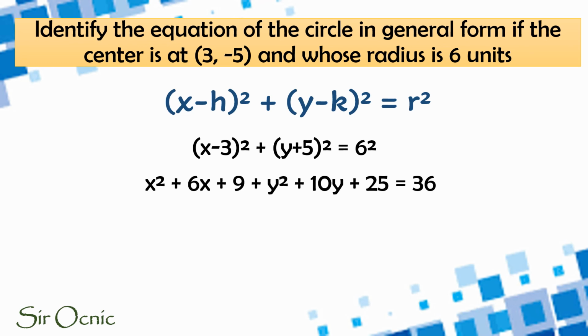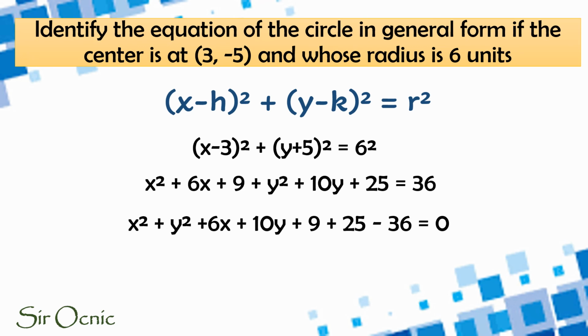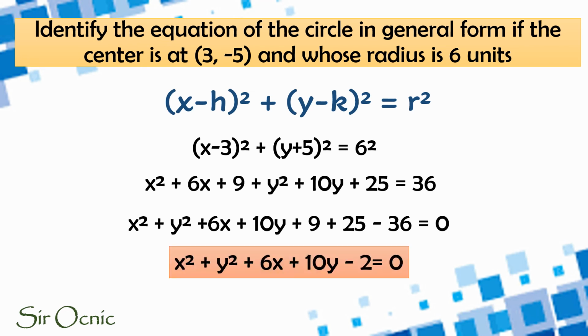Rearranging all the terms at the left side, that is x² + y² + 6x + 10y + 9 + 25 - 36 = 0. Combining all constant terms will lead us to the general form of the equation, which is x² + y² + 6x + 10y - 2 = 0.